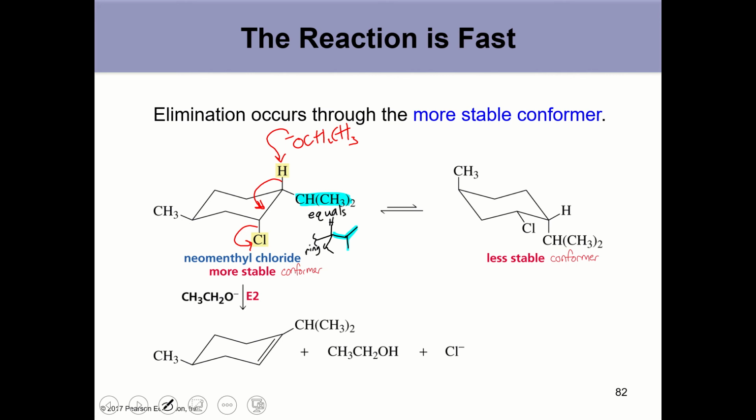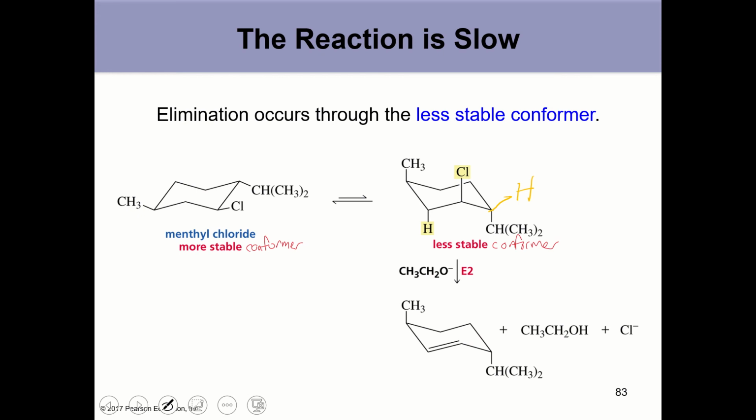And for the less stable conformer, with the two largest groups axial, the CH3 and the CH(CH3)2, the hydrogen and the chlorine in that case are equatorial, and so there is no reaction through that conformer.